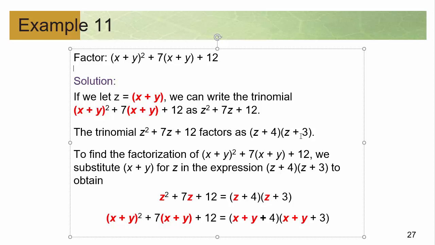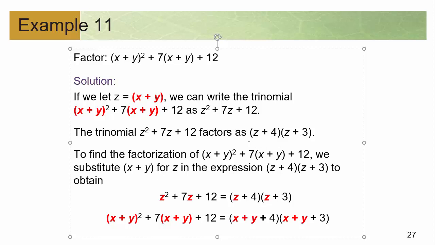Now, if you're thinking, how the heck did you get 4 and 3? Just go through the steps, right? List all the factors of 12, then write out all the possibilities, like z plus 2, z plus 6, z plus 1, z plus 12, z plus 4, z plus 3, and then FOIL all of them and see which ones work. Right? 4 and 3 is going to be the only one that gives you 7.